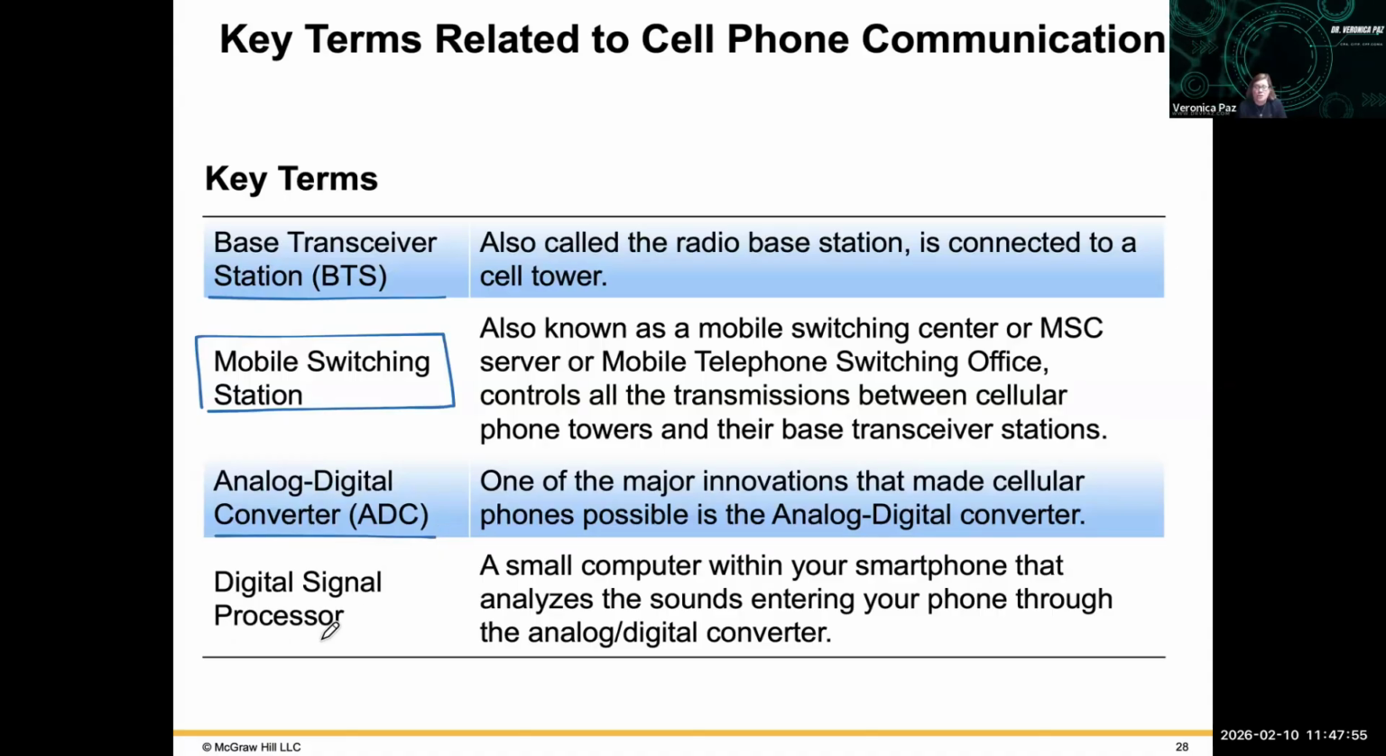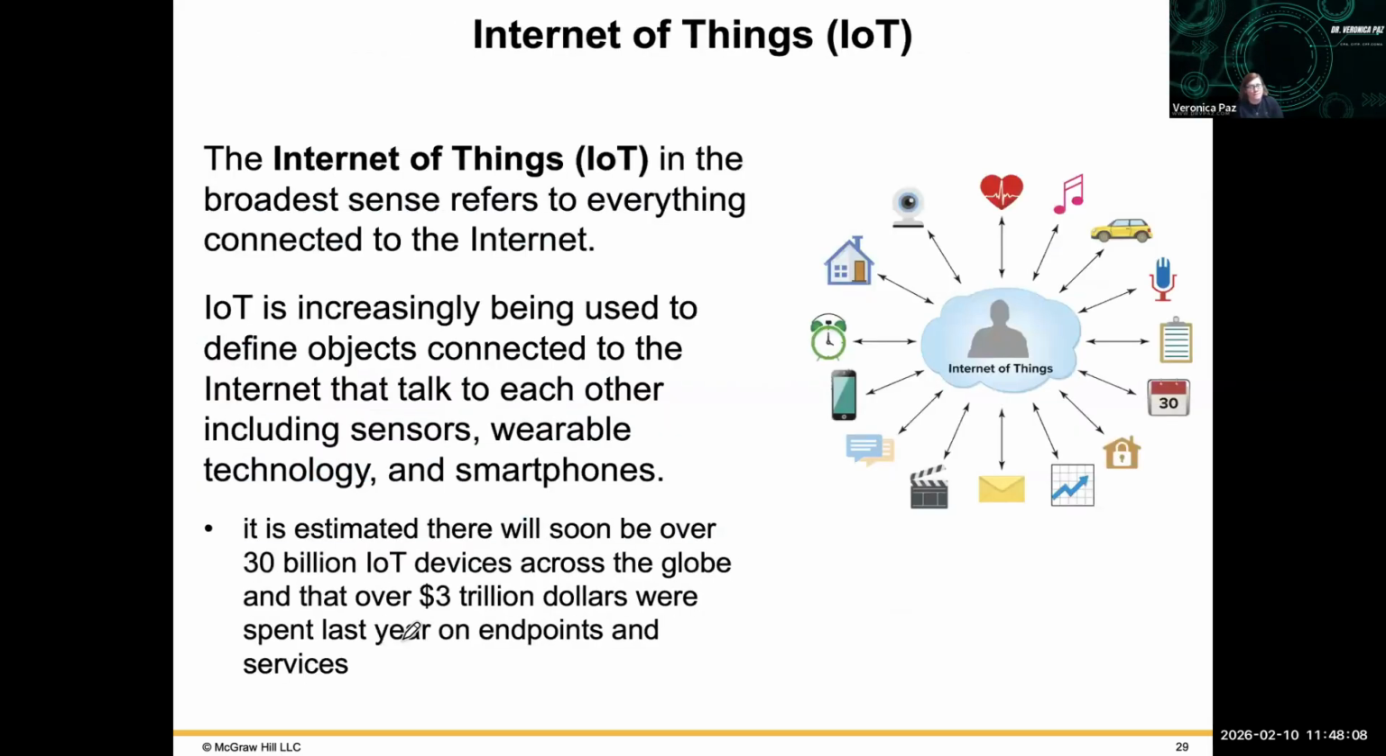And then you have a digital signal processor, which is a small computer that's in your phone that basically sounds and gives you all of the indications that it's ringing. So make sure you have these in your concept notebook as well.